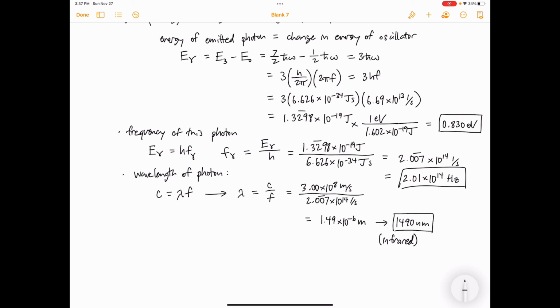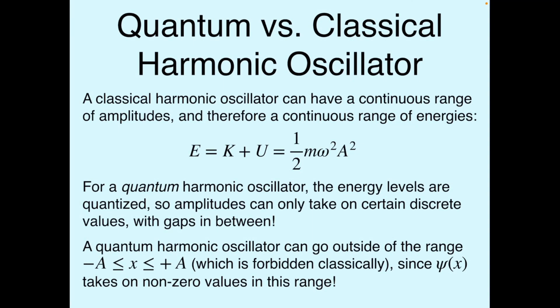So in general, when you have vibrating molecules making transitions from one energy level to another, they typically emit in the infrared part of the spectrum. And that's what we're seeing here. So the last thing we'll go over today is a comparison between the quantum harmonic oscillator and the classical harmonic oscillator. So for the classical harmonic oscillator, the amplitude can really take on any value. Okay, it has a continuous range of amplitudes it can take on.